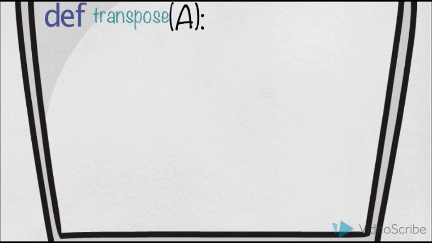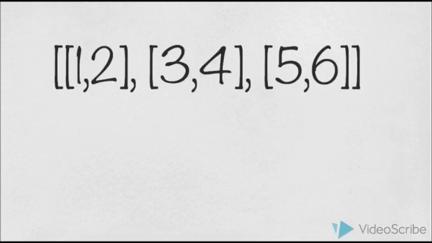If we want the output to be a large list too, we should write L1 equals an empty list that acts as an accumulator so we can append to it later. For more explanation, we have A, which is a large list that consists of small lists in it: a list of 1 and 2, a list of 3 and 4, and a list of 5 and 6.